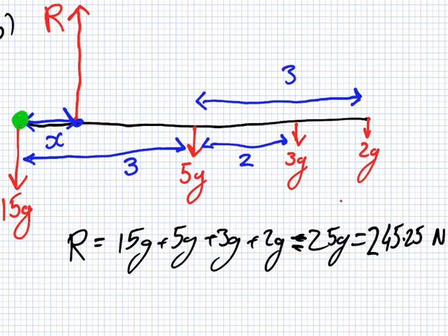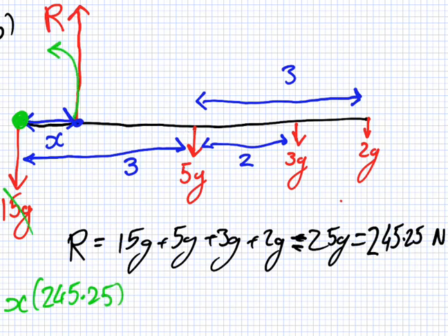Now, the first force, do I count it? No. Why not? Because it goes through the turning point. The next force, is that clockwise or anti-clockwise? Good. 5G? 3G? 2G? Clockwise. So anti-clockwise equals clockwise. So we have X by R. So this one we don't count, and this one is anti-clockwise.